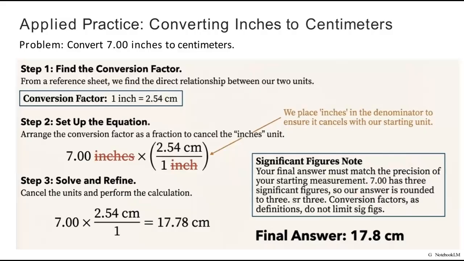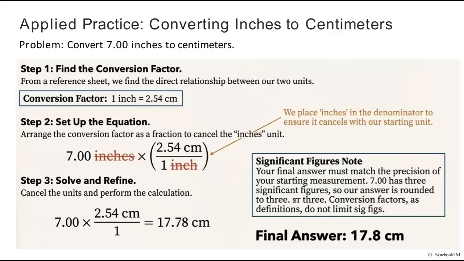So 1 inch equals 2.54 centimeters. Then I write what I have, which is my 7.00 inches. Then I use these conversion factors and I put the unit that I want to cancel out at the bottom and the one that I want on top. So the inches cancel out. So then it's just a matter of multiplying 7.00 times 2.54. And when I do that, my answer is 17.78 centimeters.